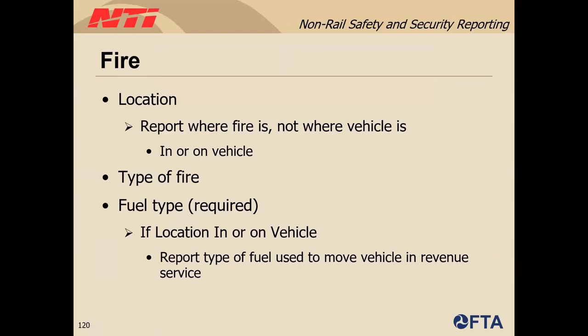If the fire is in or on the vehicle, including in the engine, the wheel area, or anywhere on the outside, this would be reported as the location of in or on vehicle. Report the type or cause of the fire. And then for the fuel type selection, you would choose the location of the fire as, in this example, in vehicle, but then you would also report the fuel type for the vehicle. If the fire was not on or in the vehicle, you don't choose a fuel type, you just choose not applicable.